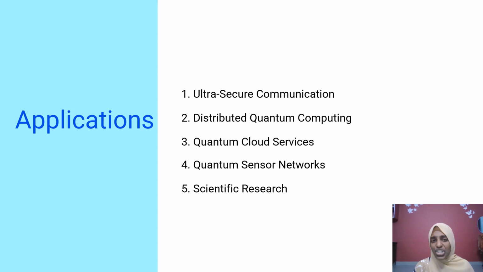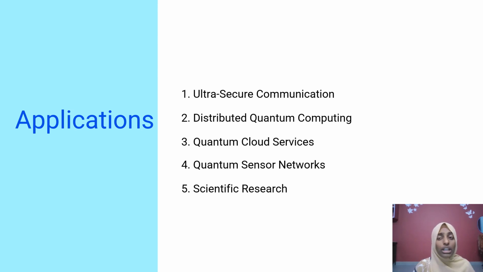Next, moving to the applications. Here, ultra secure communication. From the first onwards, I'm telling that this quantum internet is very useful in our future also, like everything will be shifted to faster and more secure systems. So the quantum internet works well here. It's one of the major applications of this quantum internet.